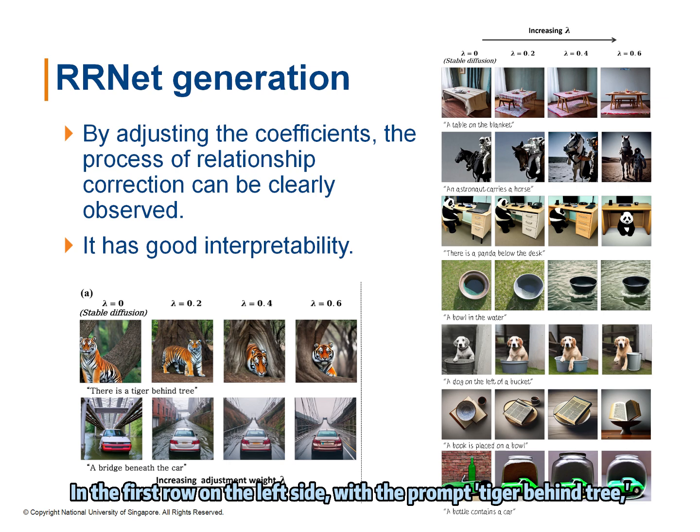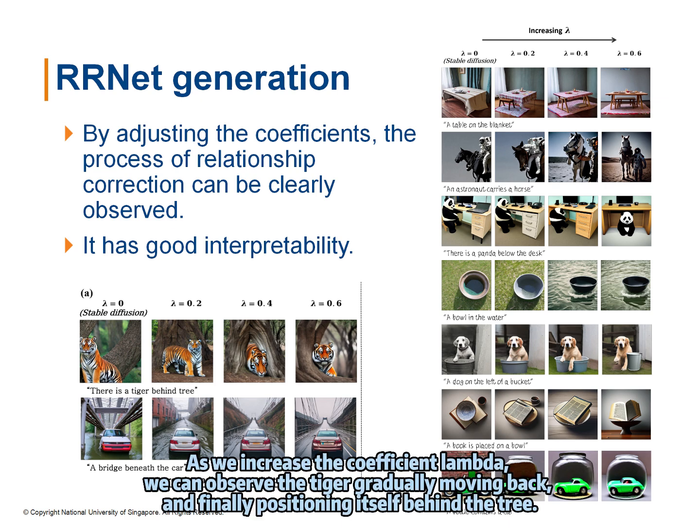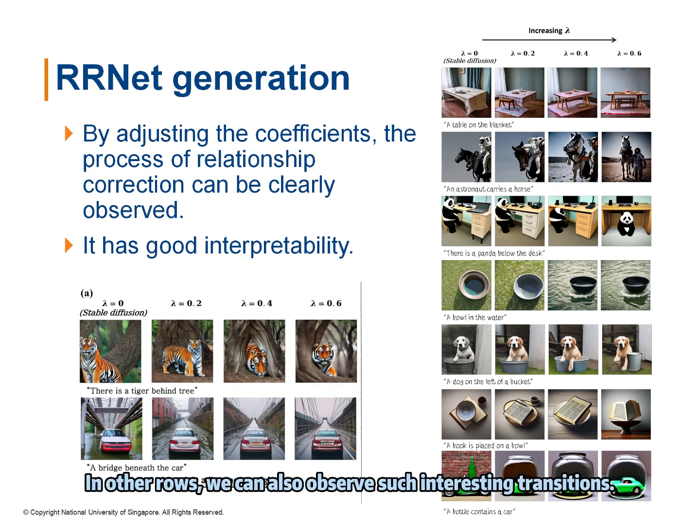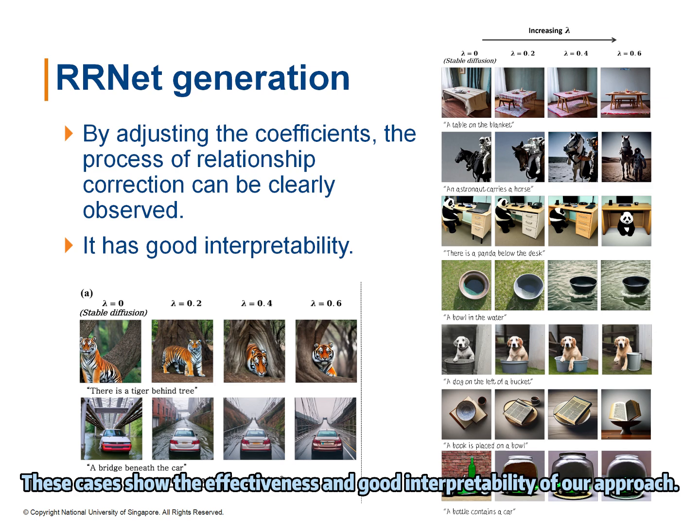In the first row on the left side, with the prompt "tiger behind tree", we can observe that the diffusion model originally incorrectly generates an image of a tree behind the tiger. As we increase the coefficient lambda, we can observe the tiger gradually moving back, and finally positioning itself behind the tree. In other rows, we can also observe such interesting transitions. These cases show the effectiveness and good interpretability of our approach.